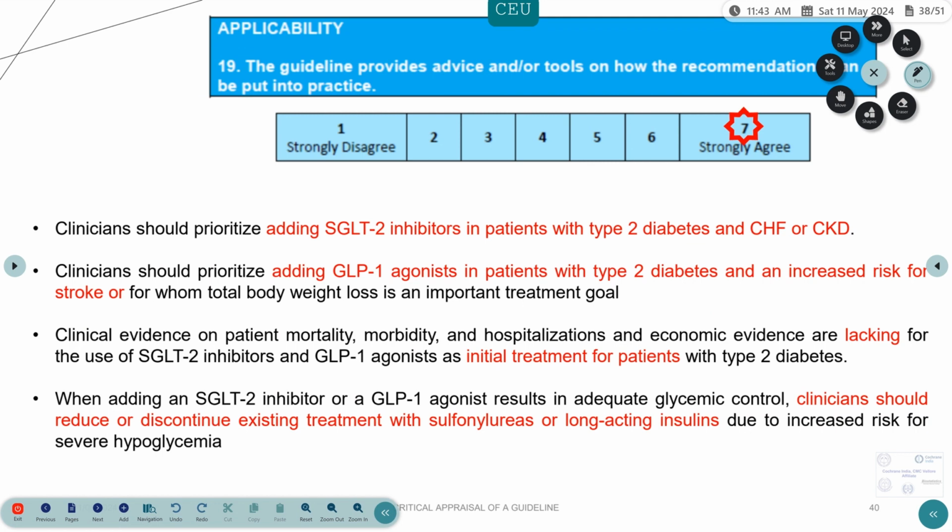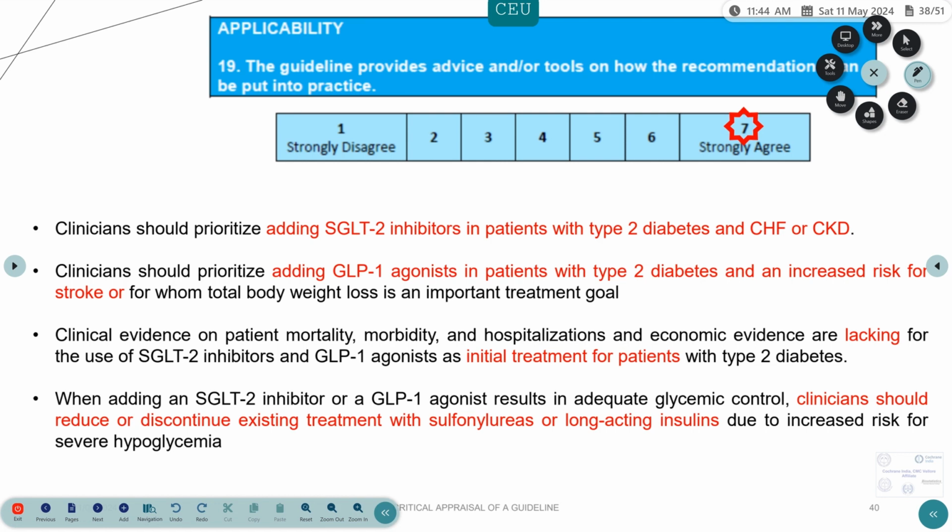So the guideline provides advice or tools on how the recommendation should be put in practice. That is clearly mentioned, but one thing we thought was it could have been put as a flowchart, where it's easy to understand. As we have been reiterating, it's not about the evidence, it's about the clarity of the guideline document itself, which is not there.